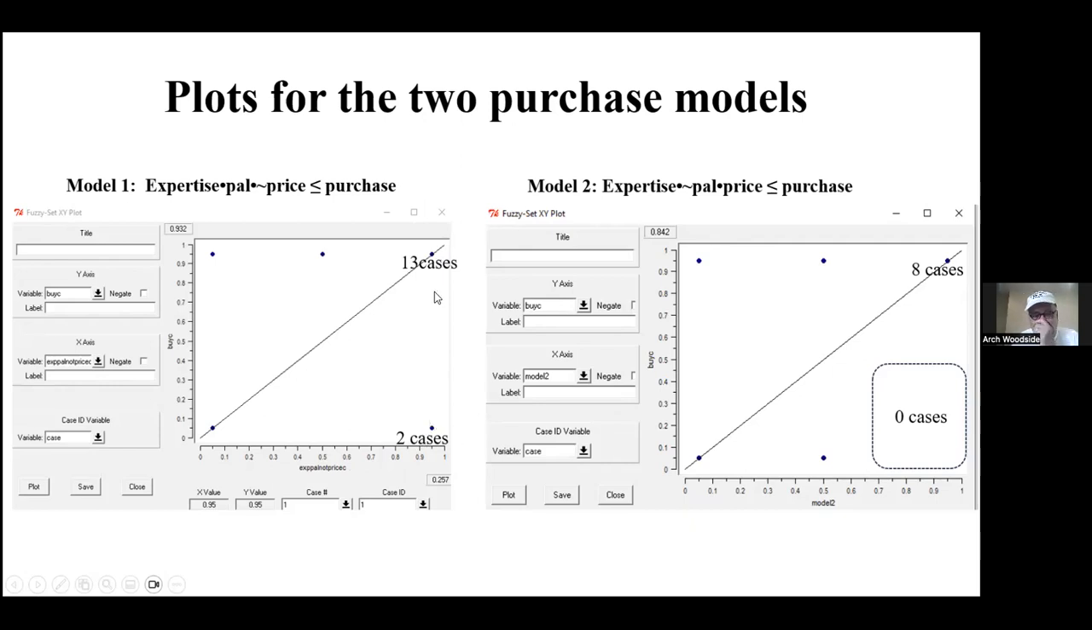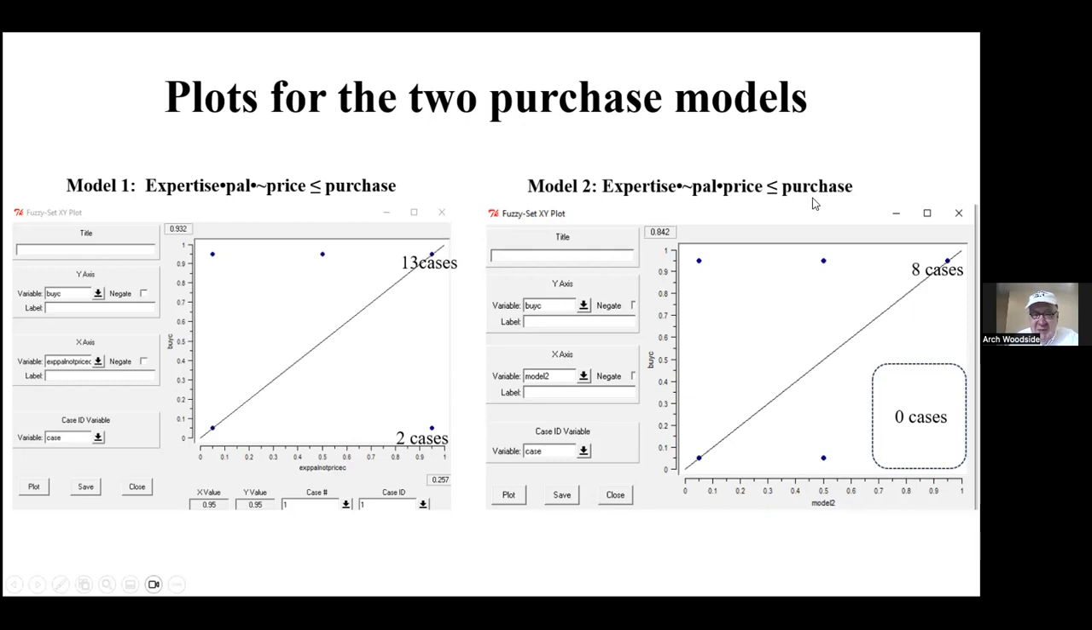So that's odds of more than 6 to 1 that you're going to get a purchase. It's like going into a casino where your accuracy when you play a game of chance is very biased in your favor. And over here is the findings for the second model. And here you got 8 out of 8 cases who purchased who were high on the model. And model 2 is this right here, expert, no PAL, and purchase.